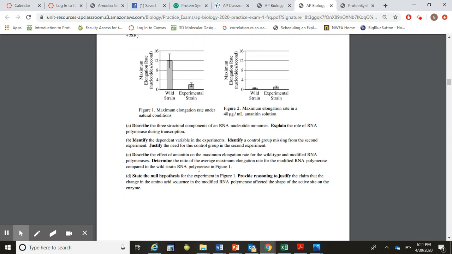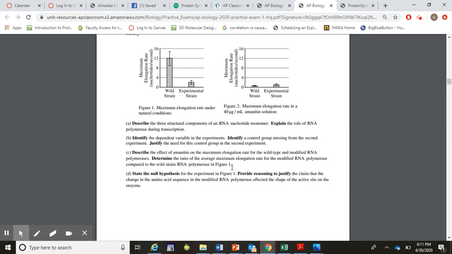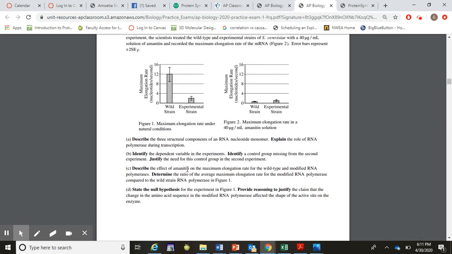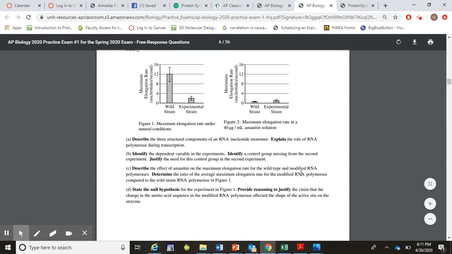Determine the ratio of the average maximum elongation rate for the modified RNA polymerase compared to the wild strain RNA polymerase in figure 1. So we want to look at the rate of both and then create a ratio. So up here, the elongation rate average is where the bar peaks, not the error bar.